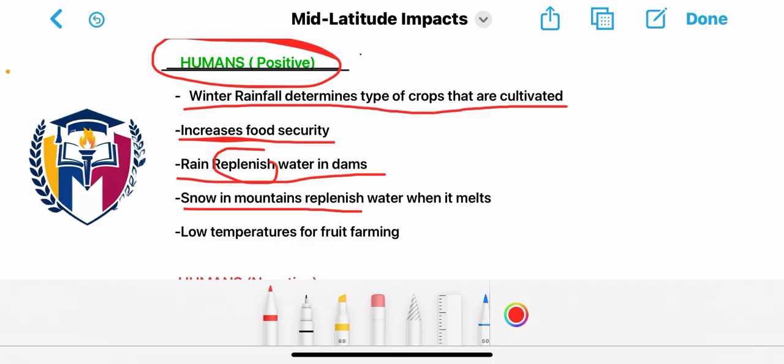Another point, snow in the mountains replenishes water when it melts. We know that when snow melts, it... when you speak about things such as sublimation, I don't want to go to physics because I'm not a physician. I do not do physical science. But when we speak about things such as sublimation, condensation, freezing, or melting, let's just keep it simple.